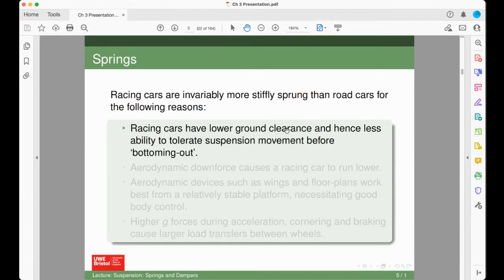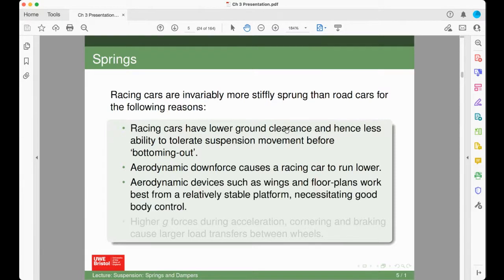Racing cars tend to have a lower ground clearance, with less ability to tolerate suspension movement before bottoming out. That obviously has an impact on aerodynamics. If your vehicle on the racetrack produces downforce, or you've got aerodynamic devices, that pushes down on the vehicle and makes the car run lower as well. So you need springs to oppose that motion to maintain a bit of ground clearance, and to oppose that motion, you need stiffer springs.